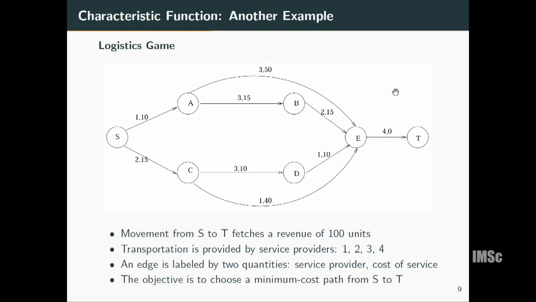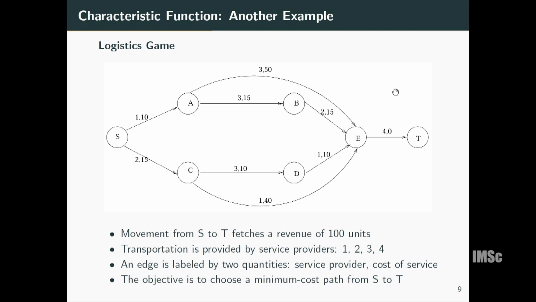If you have to transport something from S to T, what would you like to do? You would like to choose the path which has the least cost. So, in this case the least cost will be the path S, C, D, E, T. It will be 15, 10, 20, so 35 would be the least total cost. Then you will divide it, whatever it is that we are looking for, but we still need to define the TU game for this.